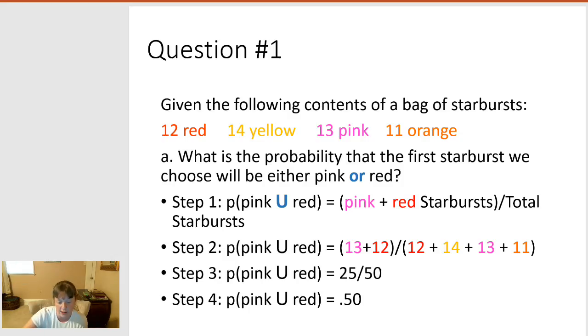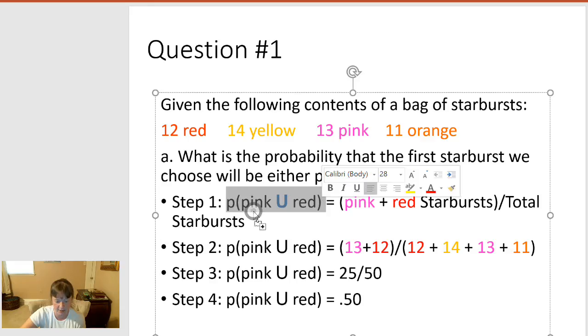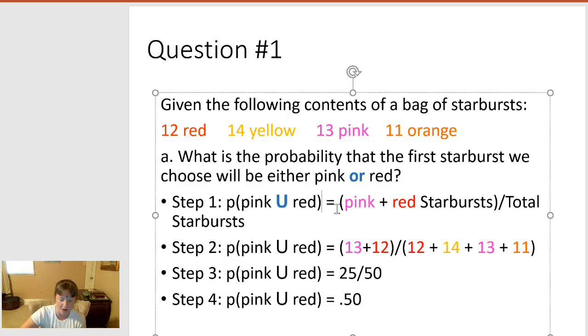And here are the formal symbols for that. What is the probability of pink or red? That's the formal symbols, right? P for probability and a little U to stand for one or the other. And because these are mutually exclusive, if you pull out a pink one, that excludes the idea that you could be pulling out a red one at the same time, right? Because you're only going to pull out one, and if it's pink, it's not red.